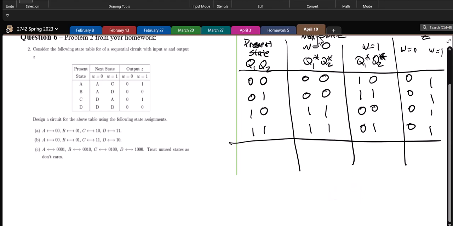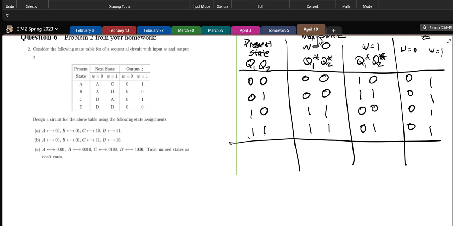Okay, so then to draw my circuit, I need to come up with expressions for Q1 star and Q2 star. Since I have 2 bits in my state, that means my circuit will have 2 flip-flops. And we normally use D flip-flops because those are the most straightforward.